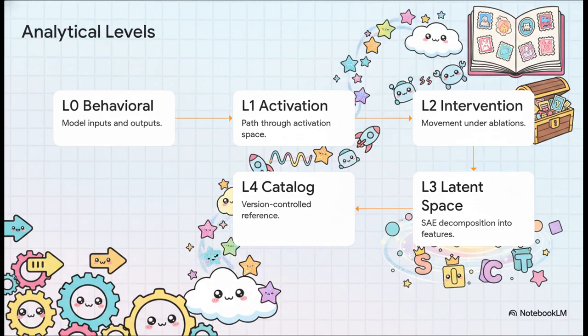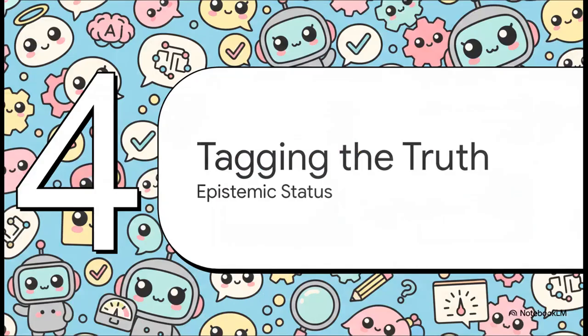One quick caveat. Inspired by the philosopher David Marr, these are strictly analytical levels. They are absolutely not physical dimensions. Section 4, Tagging the Truth. This is where the framework performs a brutally honest self-audit of its own scientific claims.